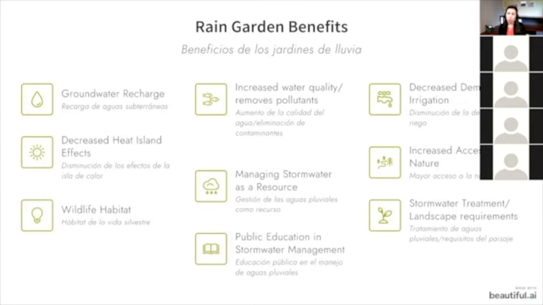It's helping to manage stormwater, looking at it as a resource instead of a waste product. It helps with public education. So if you're utilizing rain gardens as part of your stormwater management strategies, this is also an opportunity to educate the public on the benefits of rain gardens and how we're utilizing stormwater as that resource. Also decreasing the demand for irrigation. This is a water conservation strategy. By combining stormwater treatment, by combining water quality with your landscape requirements, you're having this dual benefit. And then finally, increasing access to nature, which we know is so important.